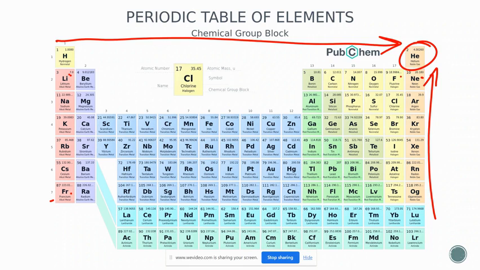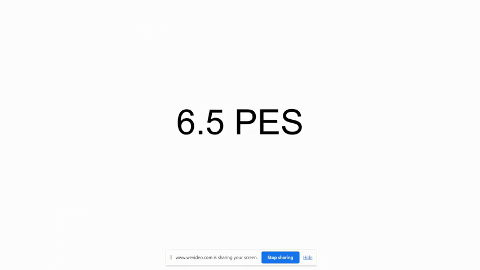Make sense? All right. So that takes us to the end of our trends. I want to talk briefly about photoelectron spectroscopy. It sounds like a really complicated term, but it's not bad.